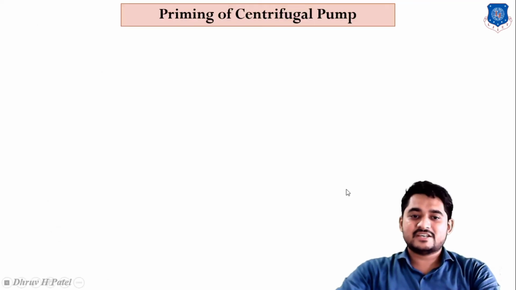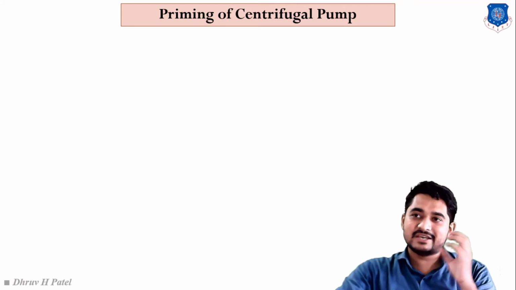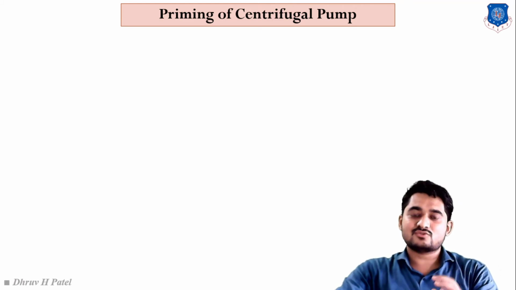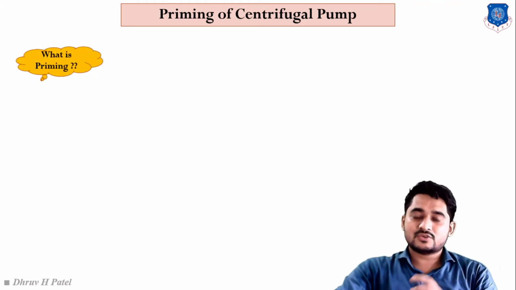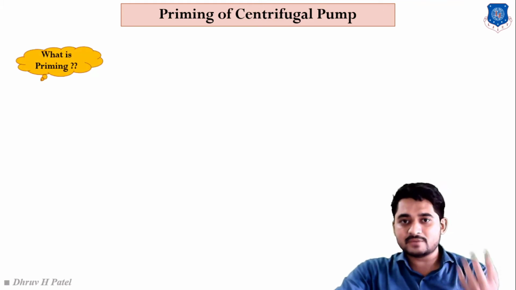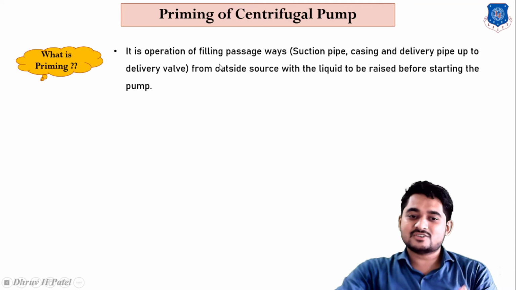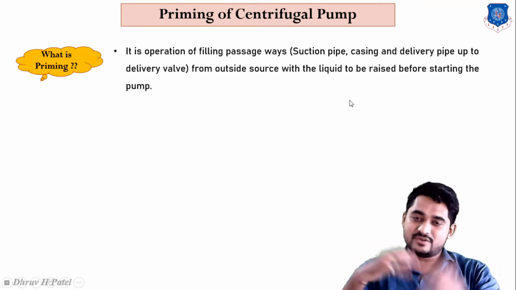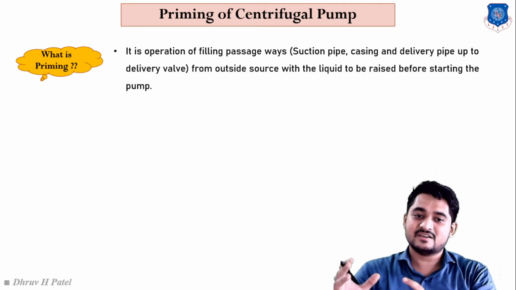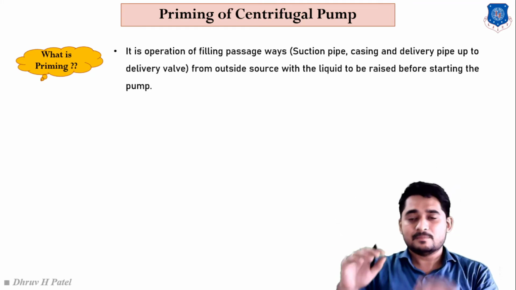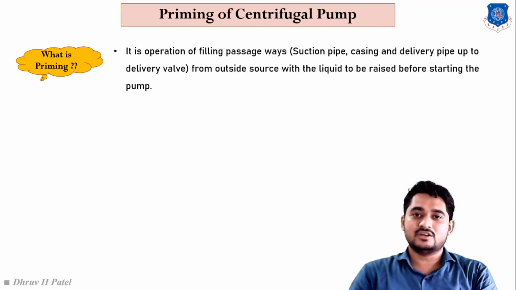Now let us understand what we mean by priming of centrifugal pump. This is a basic phenomenon which we have to apply before the application of the centrifugal pump. So first of all, what is priming? Priming is the operation of filling the passageways, that means suction pipe, delivery pipe, casing, impeller, from an outside source with liquid before starting the centrifugal pump. That is known as the priming process.